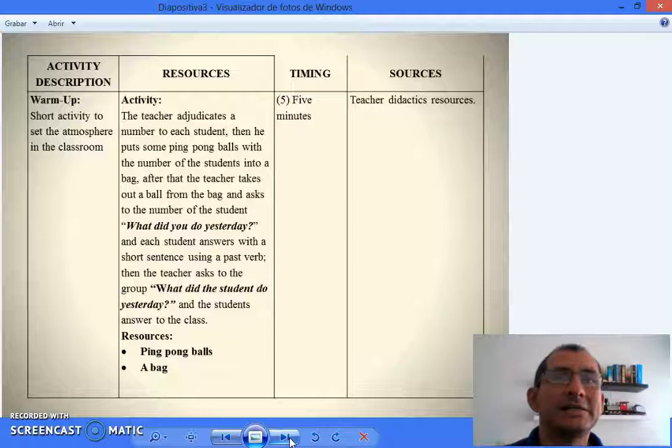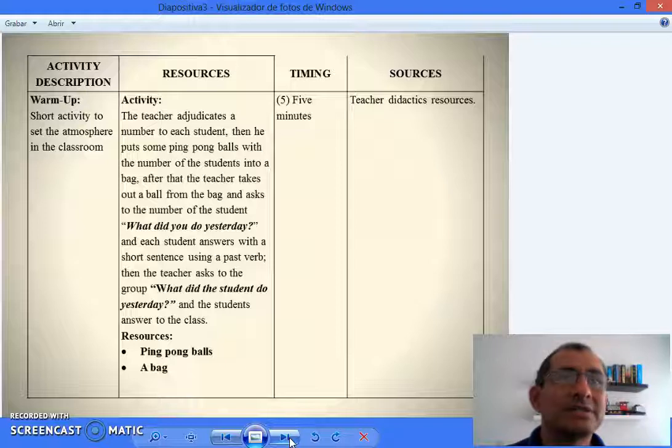Okay, activity description, warm up. The teacher assigns a number to each student. Then he puts some ping pong balls with the numbers of the students into a bag. After that, the teacher takes a ball out of the bag and asks the student with that number, "What did you do yesterday?" And each student answers with a short sentence using a past verb. Then the teacher asks the group, "What did the student do yesterday?" And the student answers to the class.